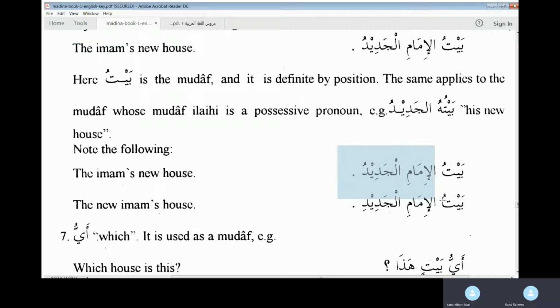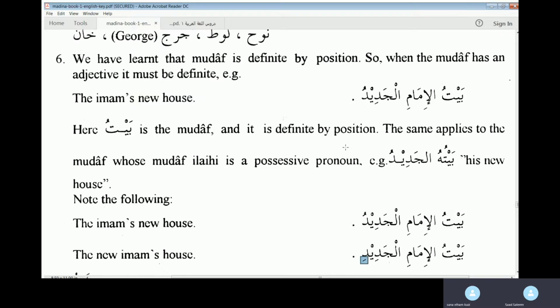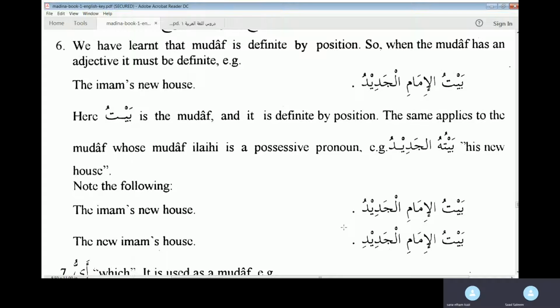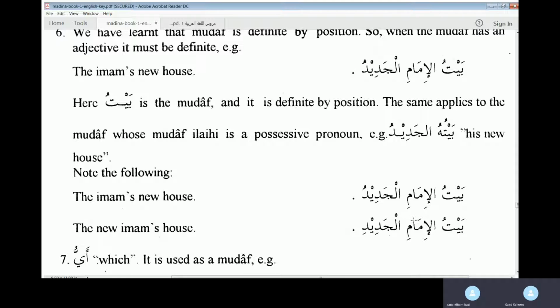Did you understand this? No, I didn't understand why there is the kasra in jadidi. Baitul imami jadidi. Yes, why? Mr. Mujadda, do you know the reason behind this? Yes, because we are studying this reason in this point. So here the imam and new, they are both not manut. So imam and jadid have to be in the same case. Here it's not talking about the house, it's talking about the imam. The imam is new and it's his house. So mudaf ilayhi is imam, whereas bait is mudaf.